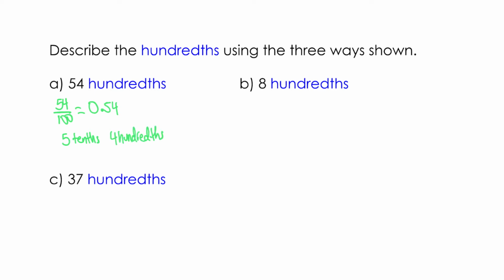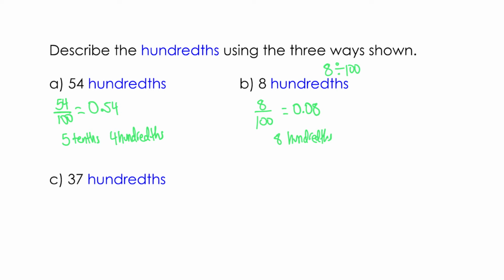Okay, same pattern applies here. We have 8 hundredths, so 8 over 100. The decimal for this can be tricky. A common mistake is people are going to tell me it's 0.8. It's actually 0.08. If you're not sure what to do here, you go 8 divided by 100 on your calculator, and you get your answer. And in words, this is simply 8 hundredths, just like it is written in the question.